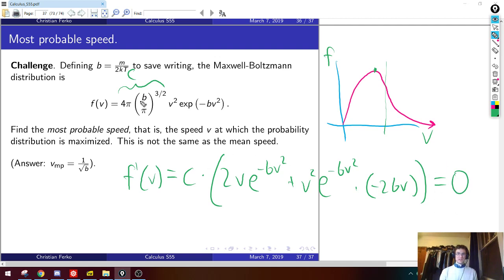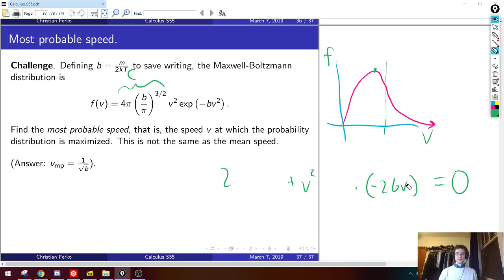Now the nice thing is you see this huge constant out front didn't matter because we can divide out by c. Obviously there's going to be an issue at 0, so the point we're looking for is not 0, so we can divide by v and assume v is non-zero. So right away I'm just going to divide by c. We can divide by the e to the minus bv squared, because that appears in both terms, so that goes away. We can divide by 1 factor of v, so this goes away.